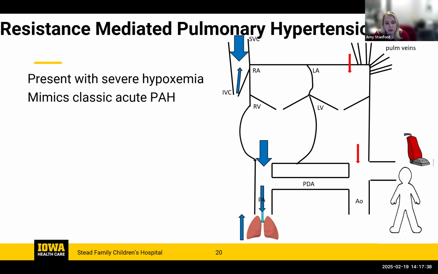Given that this is still a low resistance shunt in the vein of Galen, there may be a right to left ductal shunt based on those aortopulmonary pressure gradients, and blood is going to still preferentially shunt to the cerebral AVM, compromising postductal blood flow. These patients present with severe hypoxemia and mimic the classic acute pulmonary arterial hypertension presentation.